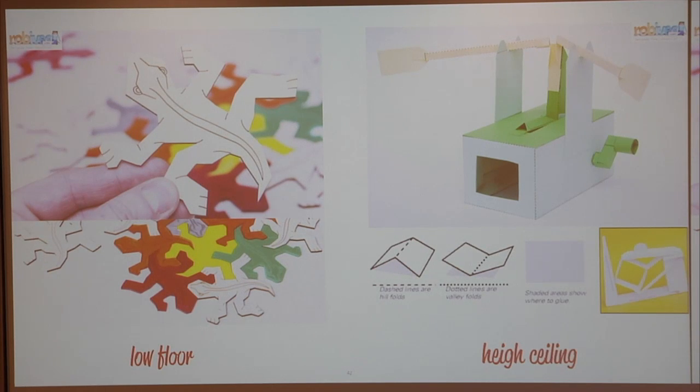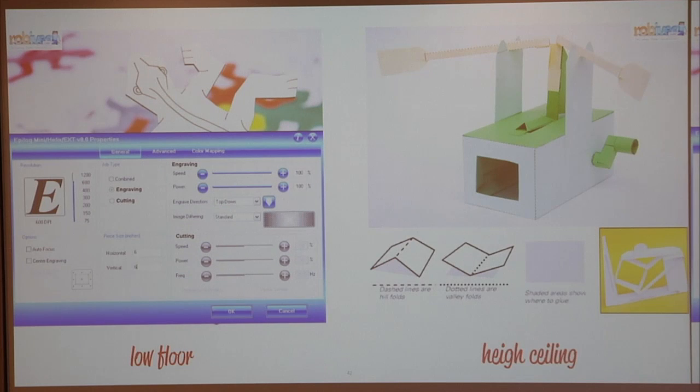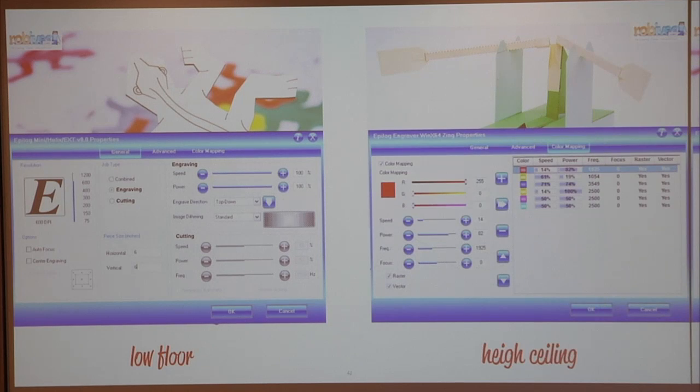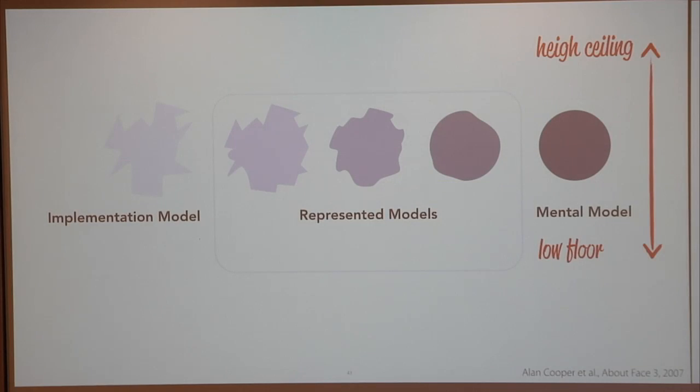And here you can adjust the frequency and speed of the laser to create these. An interface could maybe look like this. This is inspired by a common print dialogue. You could have some settings for engraving, and also some settings for cutting. And if you go a step further, you can define different colors for your lines and have them cut differently. So this is what we could have as a high ceiling.